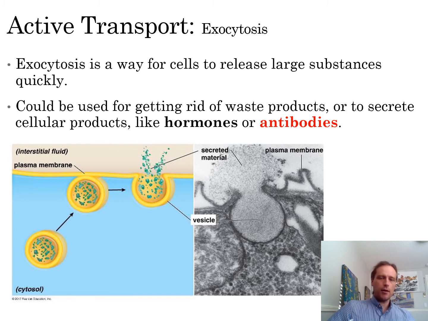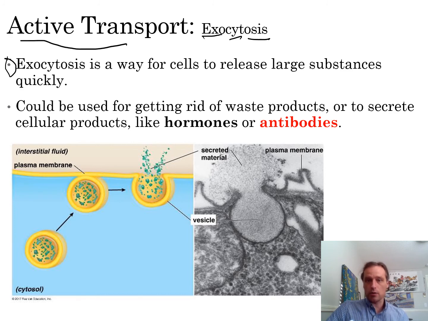Exocytosis. So this, you can maybe guess, is the opposite. So exo means out, cyte means cell, osis means process. So the process of exiting the cell by this way. So bullet one, exocytosis. It's a way for cells to release large substances quickly. Remember, it's active transport, so it's going to require a bunch of energy.